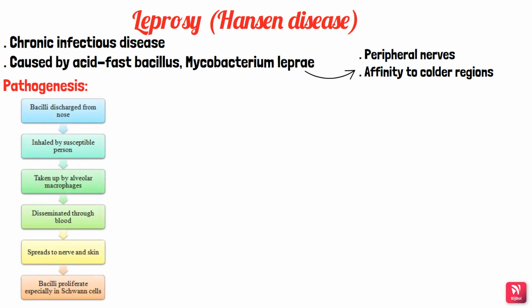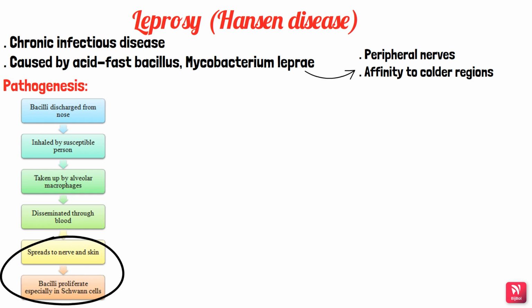So if these bacilli are inhaled by another person, they will enter through the nose and be taken up by the alveolar macrophages. From there it will be disseminated through the blood. As I already told you, it has a predilection for peripheral nerves, so it spreads to nerve and skin, and the bacilli proliferate within the Schwann cells, which are nerve cells.